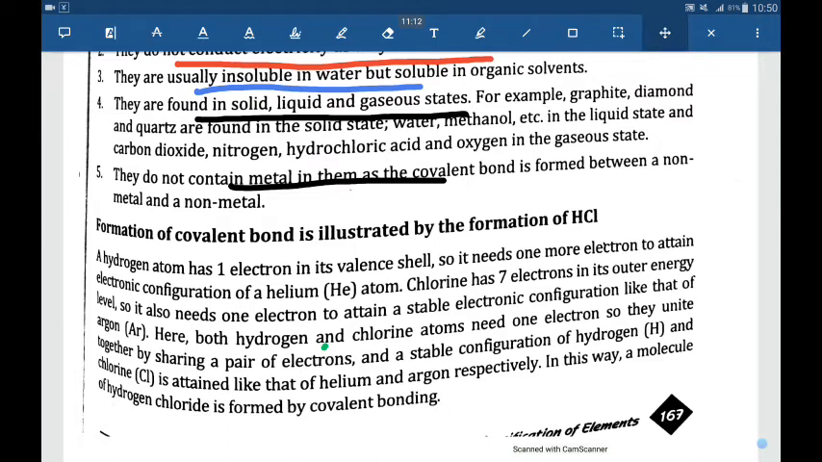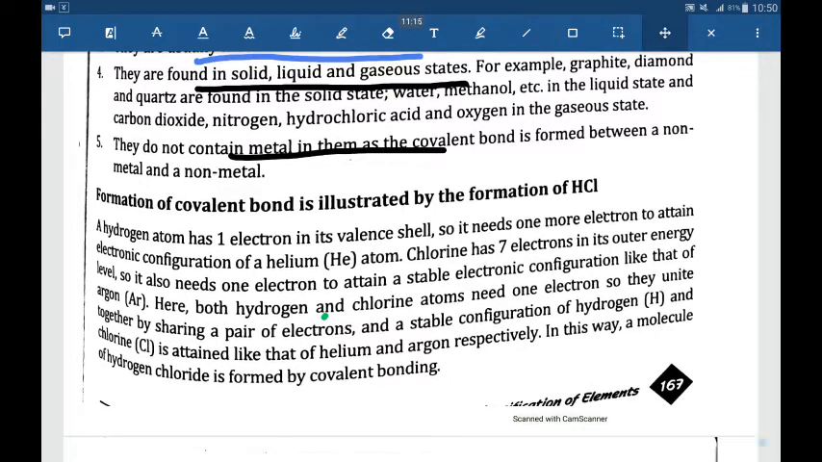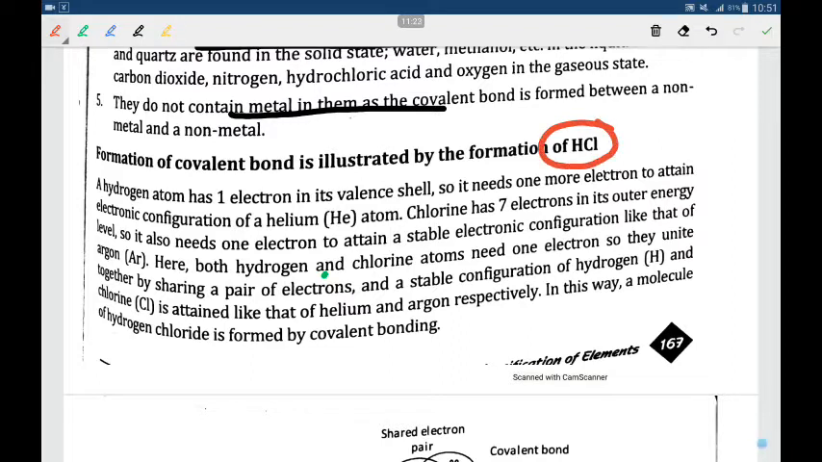Okay. What are the examples of covalent compounds? What is that? Hydrochloric acid. Hydrogen is a non-metal. So this molecule is formed by the bonding between two non-metals. So it is covalent. There is presence of covalent bond.